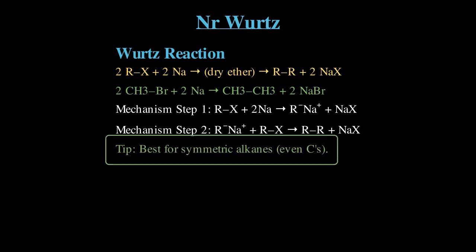Now for your exam tip. This reaction is best for preparing symmetric alkanes, those with an even number of carbon atoms. If you use 2 different alkyl halides, you'll get a messy statistical mixture of 3 different products, which is usually not what you want. So, remember Wurtz for symmetry.